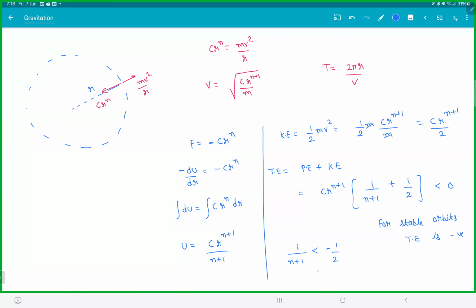This would be 2 is less than minus n. So n must be less than minus 3, na? So greater than -3 will it be, no? Yeah, n greater than minus 3. That means values like -3, -2, -1, 0, 1, 2, 3, all these are acceptable.